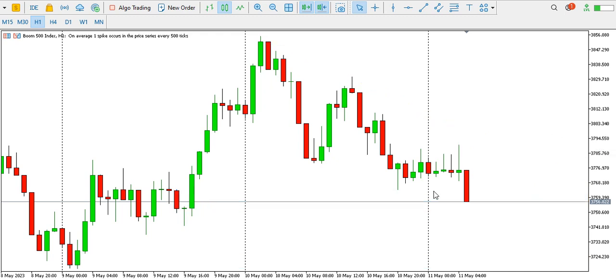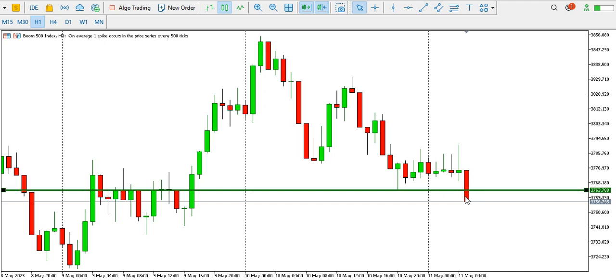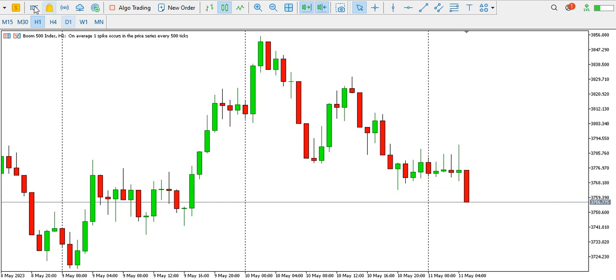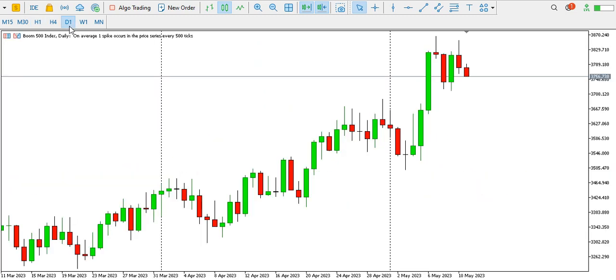And take a look at this. There's a structure around here, and it's just been broken. This is the daily time frame. Let's look at the, oh sorry, that was the 1 hour time frame. Let's look at the daily time frame.